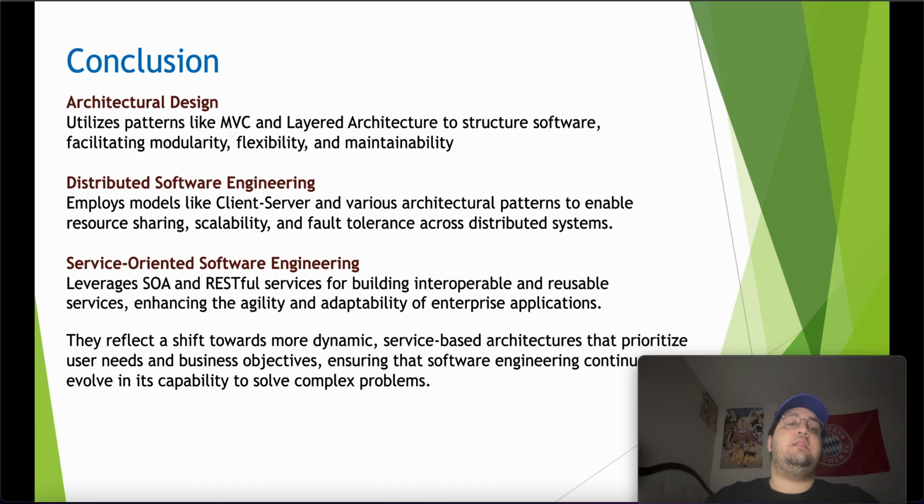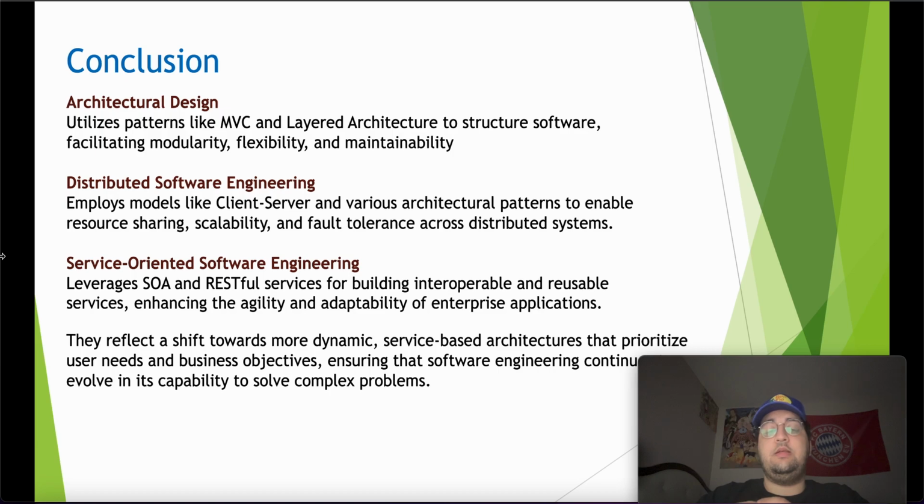So things like patterns such as MVC and layered architecture structure software, facilitating modularity, flexibility, and maintainability. All of these things need to be considered when talking about architectural design, and which architectural design you want to go with. And then we have distributed software engineering and software as a service.